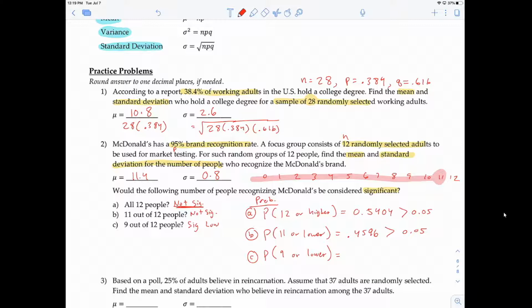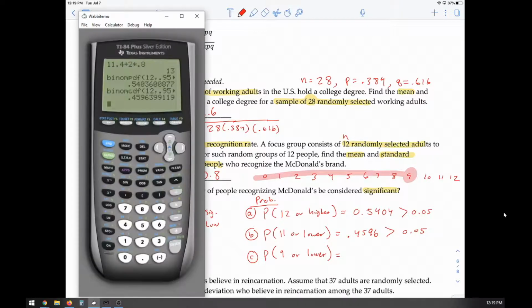All right, so 9 or lower is, let's see, what does that mean? 9 or lower is 9 or less, to the left. So we know anytime we're calculating the probability of more than one event, we're always going to use CDF, right? Binom CDF. So we're going to go 2nd, VARS, binom CDF, and then this looks good. And then we're just going to change this to 9, paste, and we get the following. So we get approximately 0.0196, which is less than 0.05.